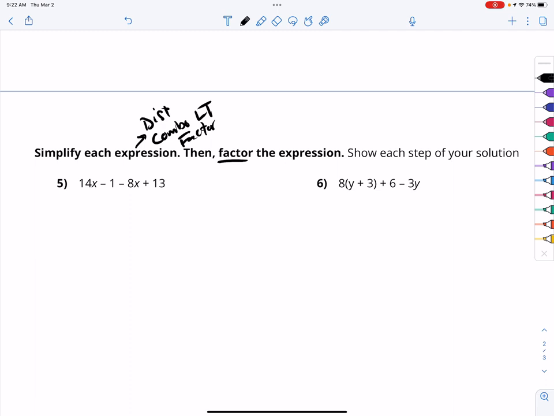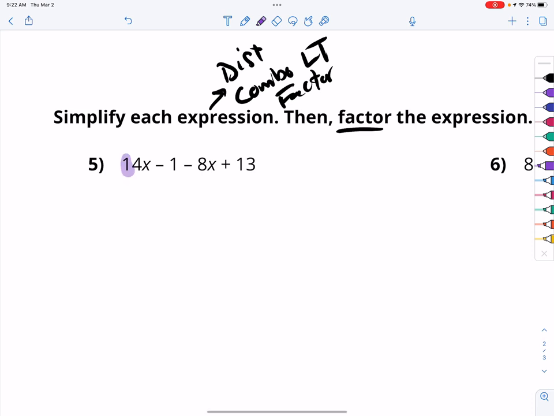So question number 5, it looks like we don't have to worry about distributing, but we do need to combine some like terms. So we have 14x, we have a minus 8x, then we have a minus 1, and a plus 13. So when I rewrite these, I am going to make sure I do the addition first. So, the 14x, we're subtracting 8x, that's fine. Now here's where I'm going to flip-flop the order. I'm going to add my 13 before I subtract, because I get the same answer if I subtracted and then added. We've been through this lots of times.